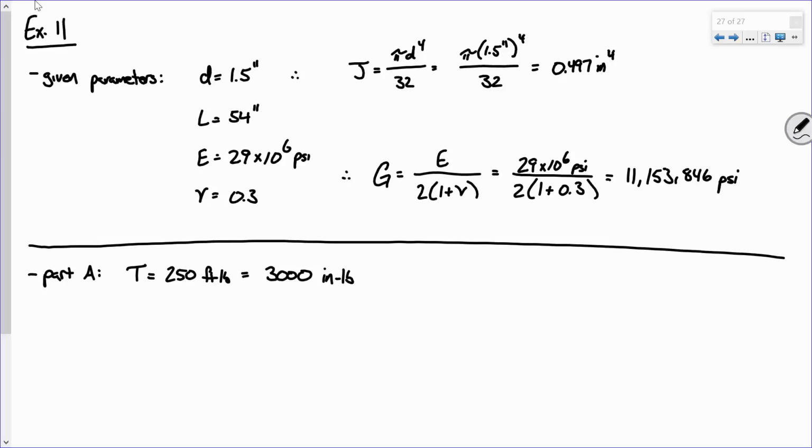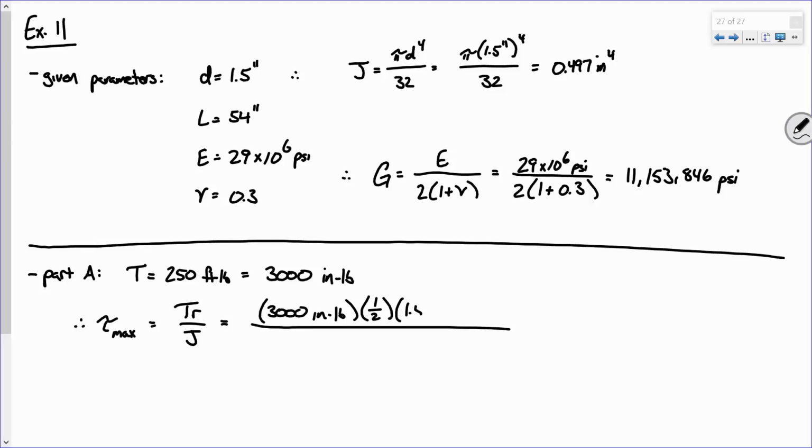So what would be the easiest way to determine the maximum shear stress? And just think of it like what information are we given? What do we need to find? Well, what is our formula for maximum? No, that'd be the angle of twist, which we're going to look at here in a second. TR over J, right? We have all this information. We've got the torque, which is 3,000 inch-pounds. Now, the radius, we weren't given the radius, but I think we can figure that out, that's 1/2 of 1.5 inches. And we've got J now. J is 0.497. So that's all there is to it. And what do we get?